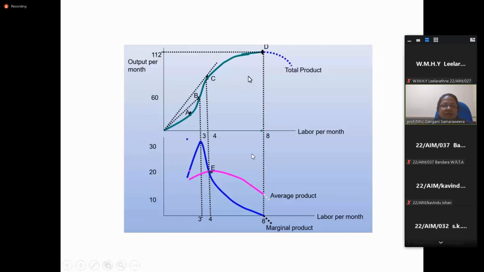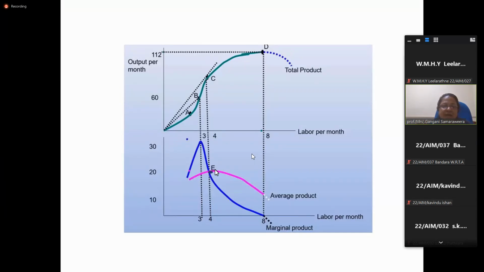See, at that level, 3 labor. Okay. Here we use 30 and 3 labor. At that time, you can see the maximum marginal product. Okay. So accordingly, you can see the average product level as well.